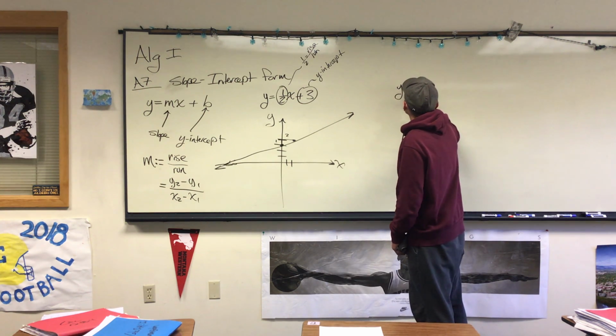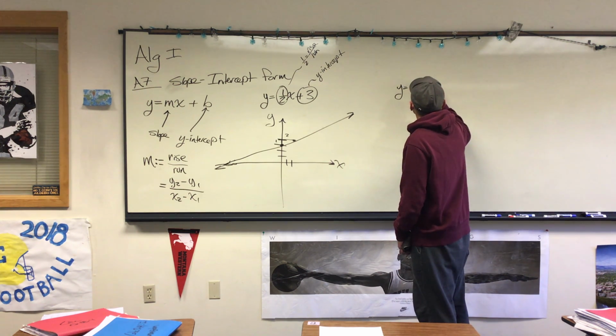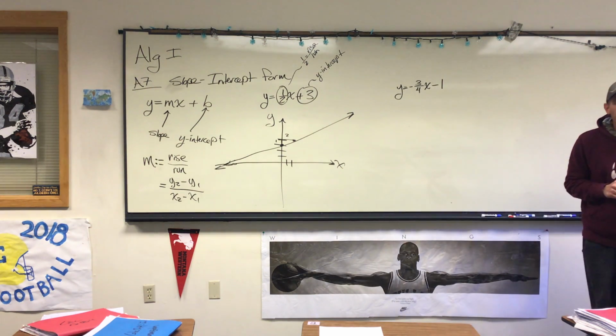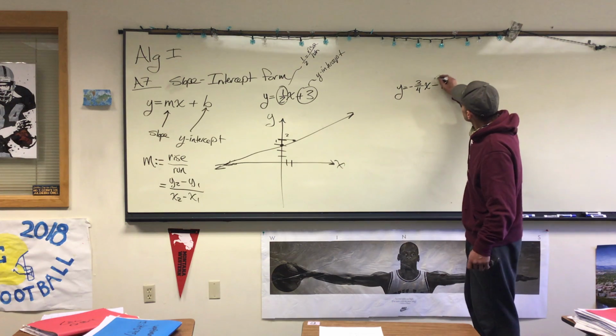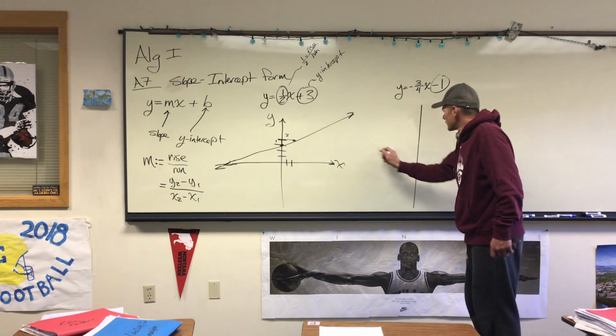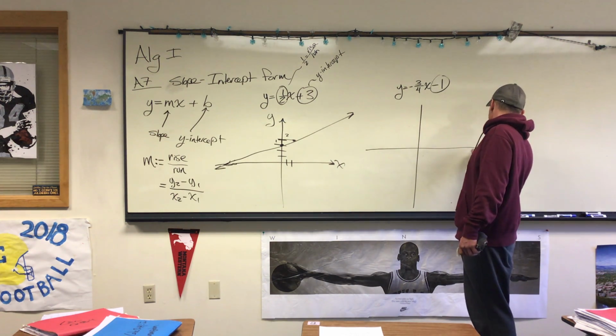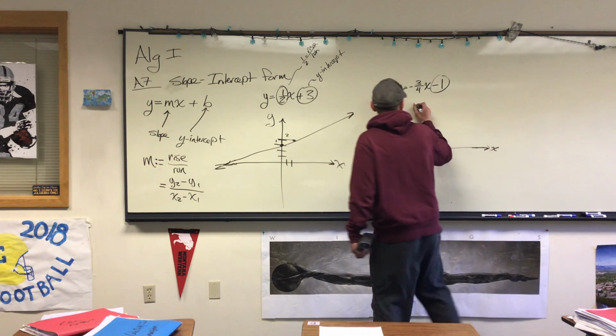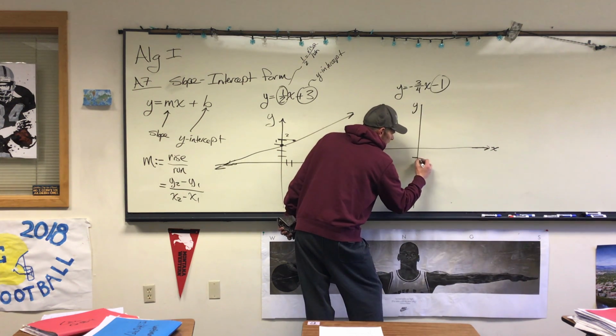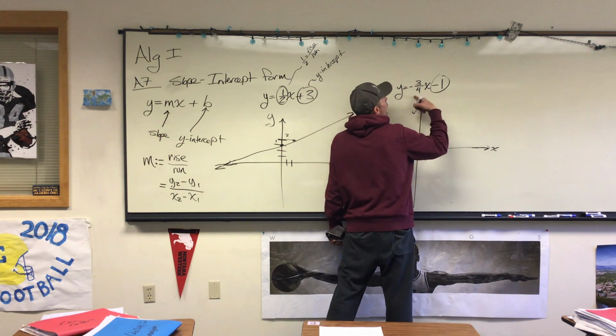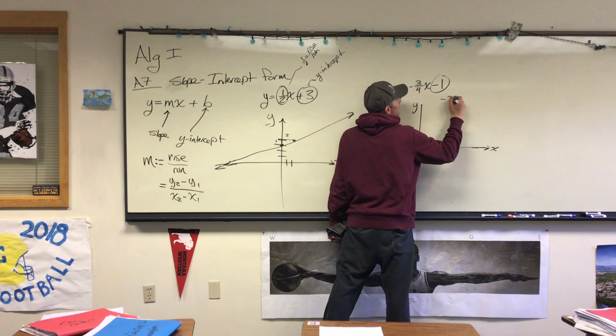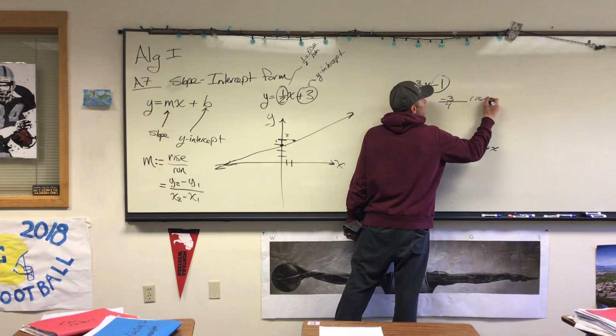Y equal to minus 3/4 x minus 1. Okay? Y-intercept. Remember the y-intercept is this guy, it's minus 1. So this thing crosses the y-axis at minus 1 right here. That's the intercept part. The slope is minus 3/4, and remember we can put the minus on the top or the bottom. It really doesn't matter.